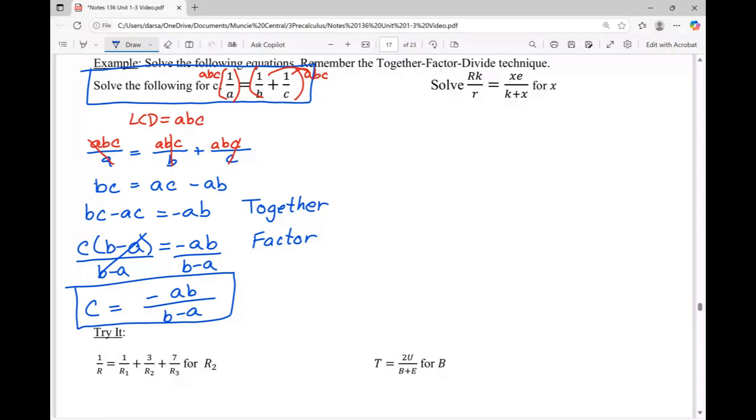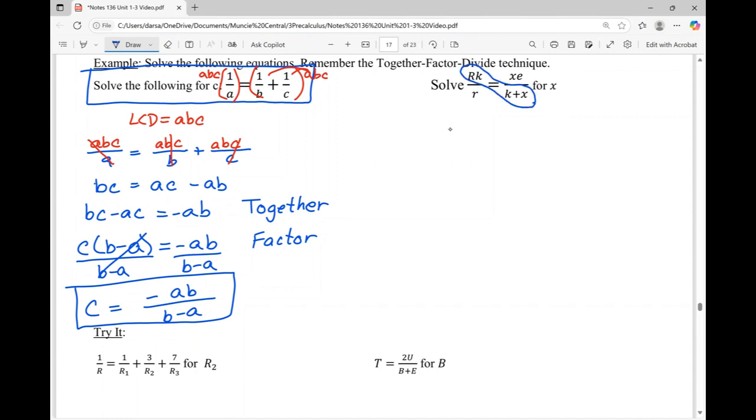Let's look at another example of solving a literal equation for a variable when it is sitting in a rational equation. So in this one, we have capital R k over little r is equal to x e over k plus x, and we want to solve for the variable x. Notice that this is a fraction equal to a fraction. In this case, what is the easiest technique? We're going to think cross multiply.